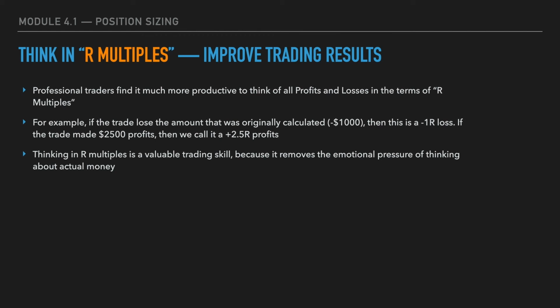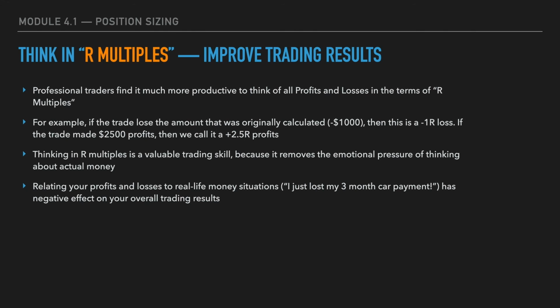Thinking in R multiples is a valuable trading skill or trick because it removes the emotional pressure of thinking about actual money. Whenever you think about money, it will give you stress. If you relate your profits and losses to your real money situations, like for example, oh man, I just lost 3 months of car payments or I just lost 1 month of rent, it will have a really negative effect on your overall trading results because your emotions will start dominating your decision making in your trading.